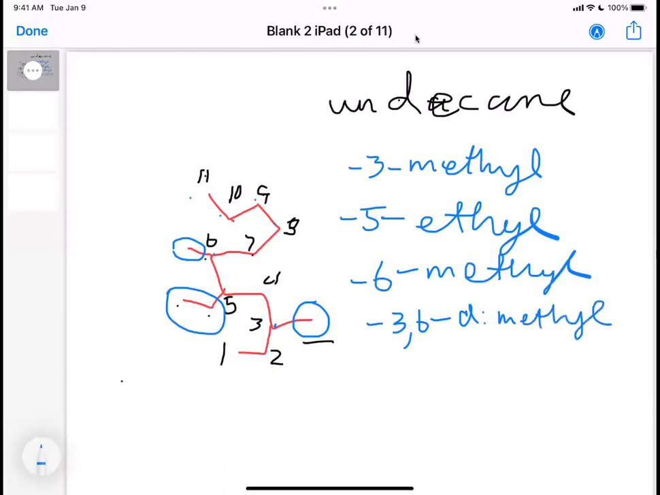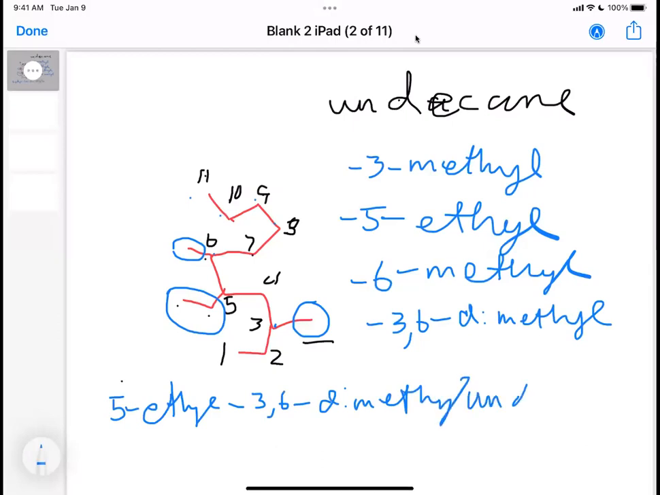Now let's put it all together. The substituent goes first. Which substituent goes first, the dimethyl or the ethyl? The ethyl, because we don't count di, tri, and tetra. So we're going to start with 5 ethyl, 3, 6 dash dimethyl, undecane.